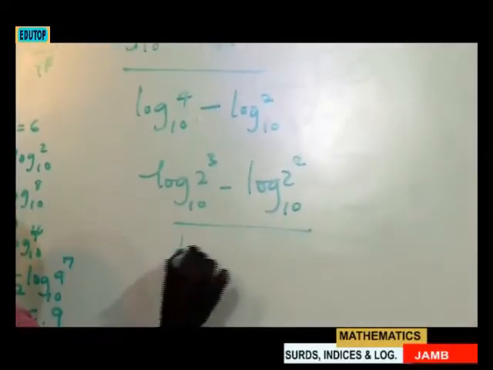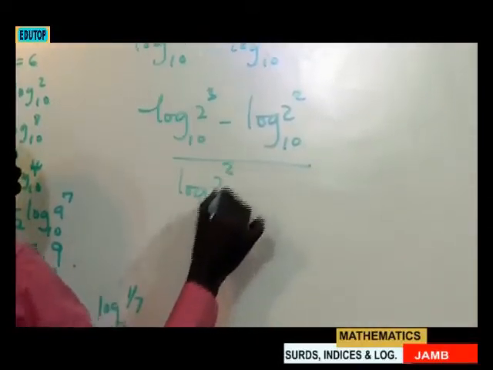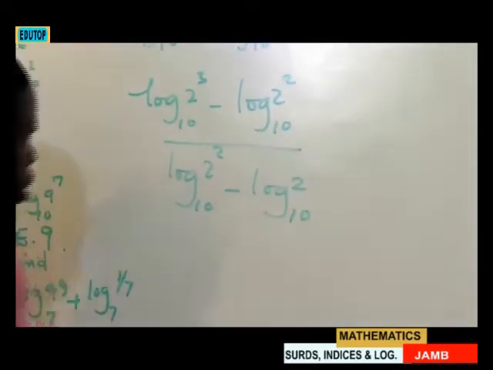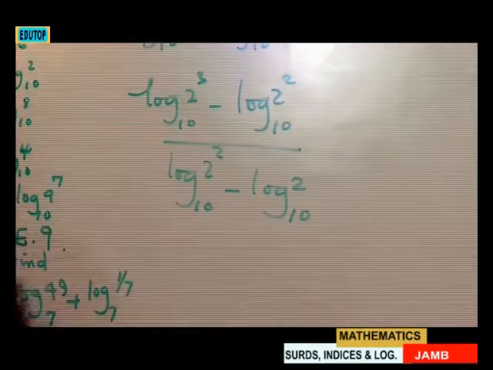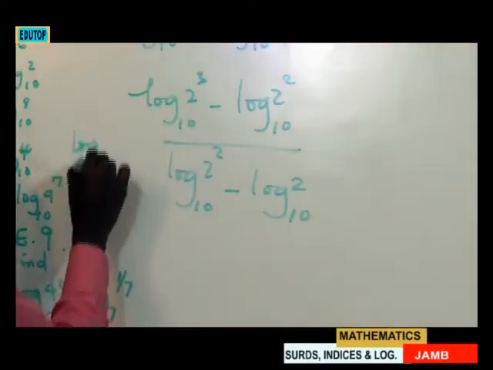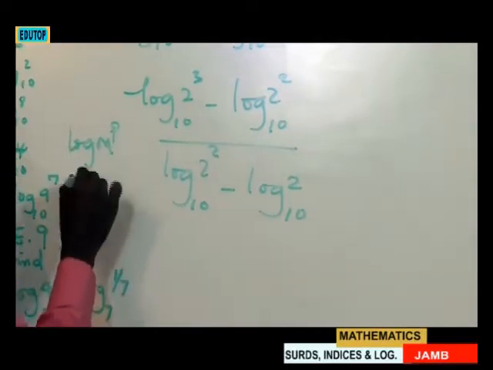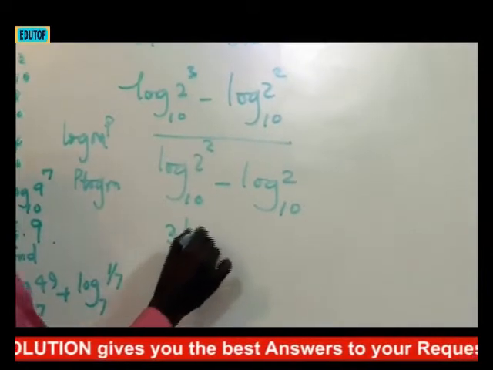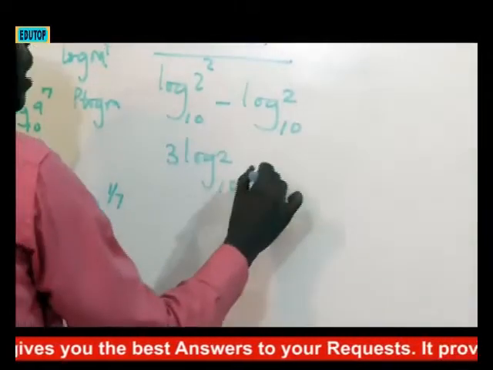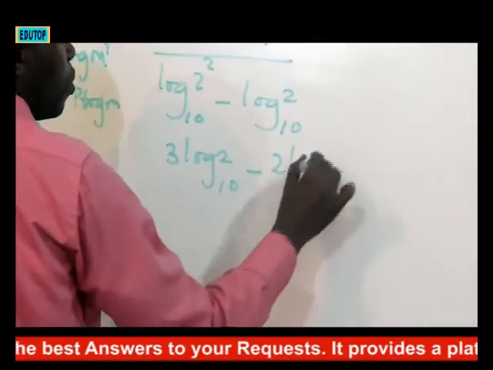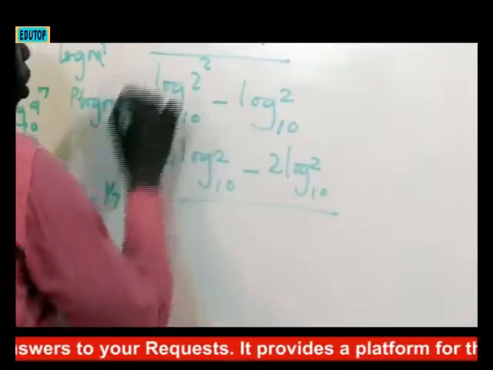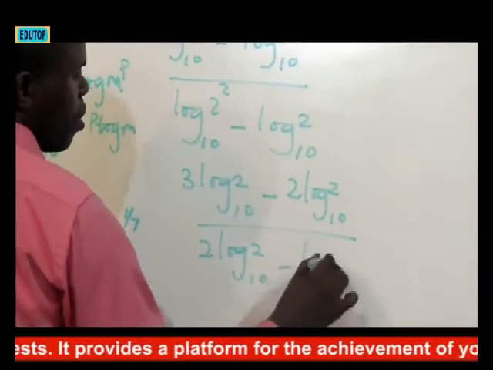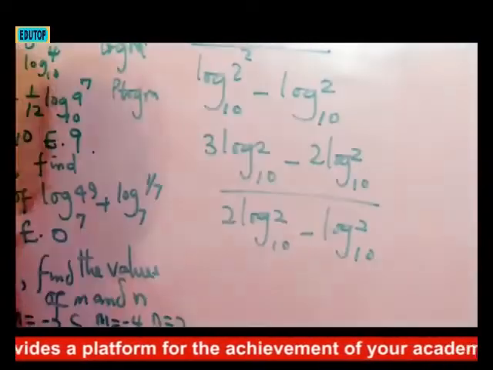Over log 4 is 2 raised to power 2, which is log 10 minus log 2 raised to 2, log 2 base 10. Now, by that law that says that log m raised to power p is the same thing as p log m, I want to apply it here. This one comes to the back, so I have 3 log 2 base 10 minus 2 log 2 base 10 over, this one also is 2 log 2 base 10 minus log 2 base 10.